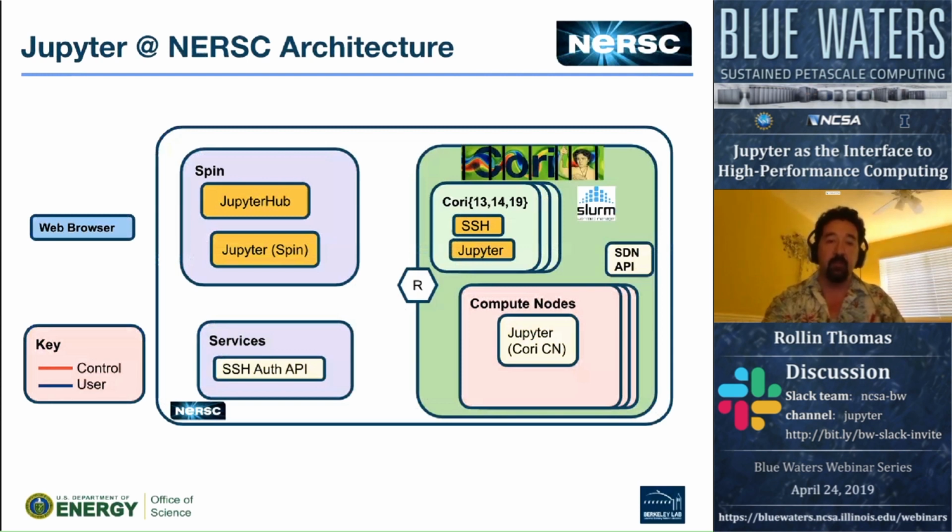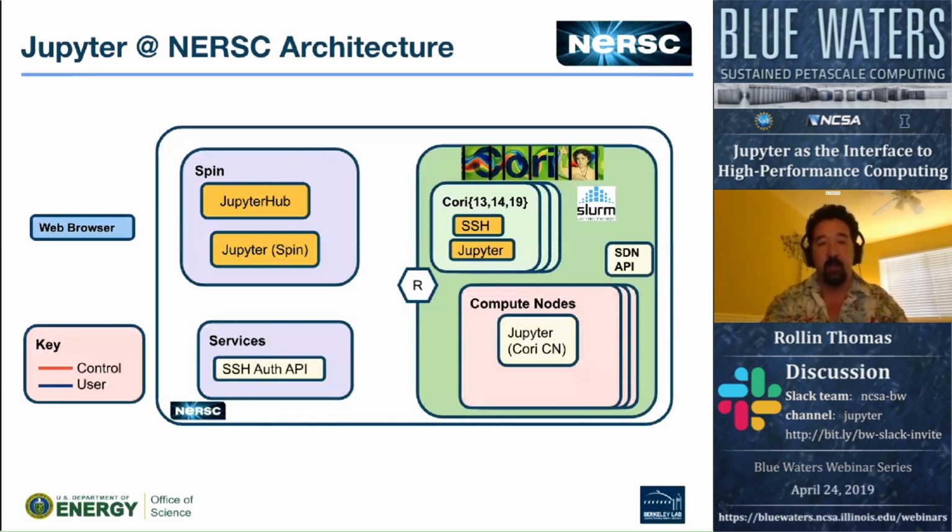So this slide is going to have a few animations that show how users log in and start using Jupyter at NERSC. The big square on the outside is NERSC. The box on the right represents Cori, which has login nodes, and I've labeled there Cori 13, 14, and 19, which are the 3 login nodes that we've set aside now for using Jupyter at NERSC. So we've expanded from 1 to 3 nodes, and then another box for compute nodes.